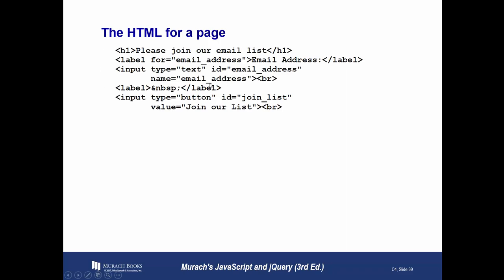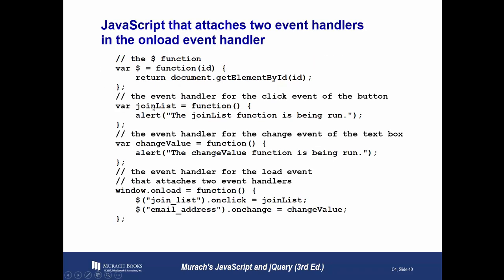So they've got this email thing in here again, and look what they're doing. They're saying right here, when you load this into memory, associate the joinList click button. So when you click the button that's got an ID of joinList, run the joinList function. When you change the value that's in the thing with the ID of email address, call the changeValue method. So that's this right here.